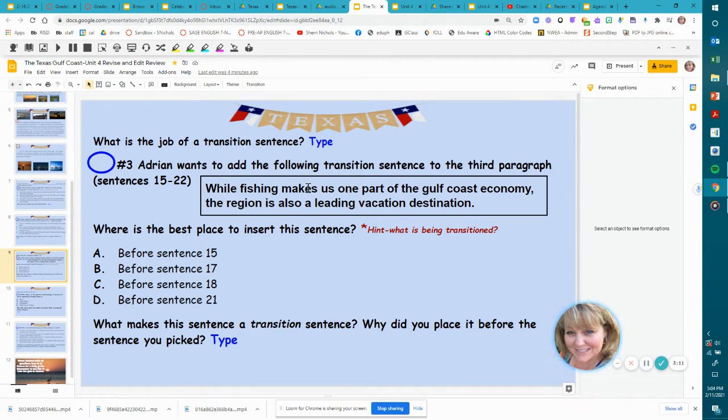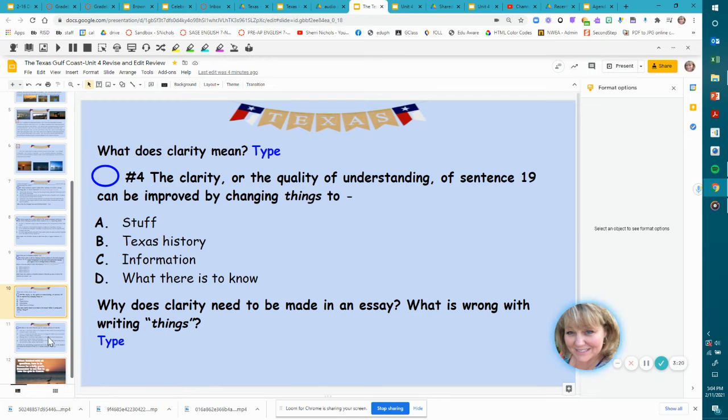So remember what a transition does. It transitions, and I'm not going to give too much away. But what makes this sentence a transition sentence? Why did you place it before the sentence you picked? So you're going to pick one.